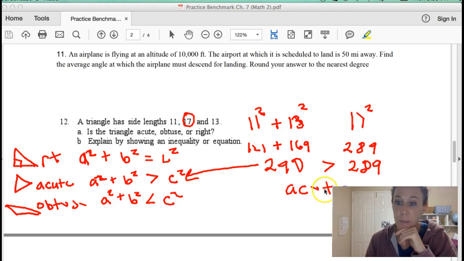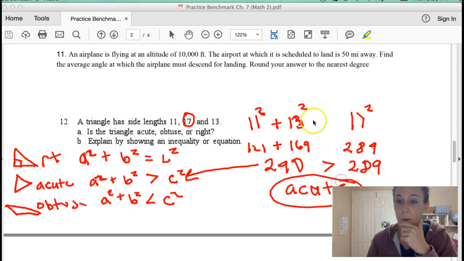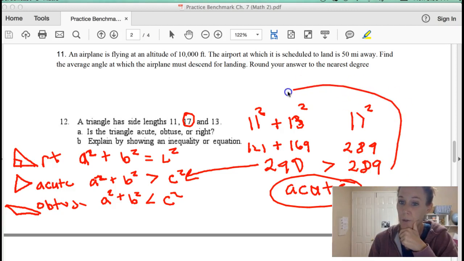And it says explain by showing an equation. So I'm going to say I have an acute triangle, and here's how I'm going to explain it. I'm going to write out my length, I'm going to work out the work, and I'm going to show 290 is greater than this. So I have an acute triangle. So make sure you show me this on the test.